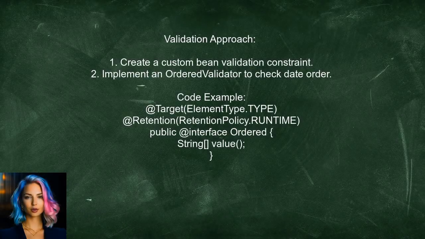To validate the order of the dates, a custom bean validation constraint is introduced. This constraint checks that since is not after until. The user provides a detailed implementation of the validator, ensuring it works for any comparable values.